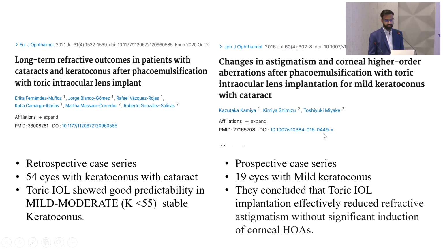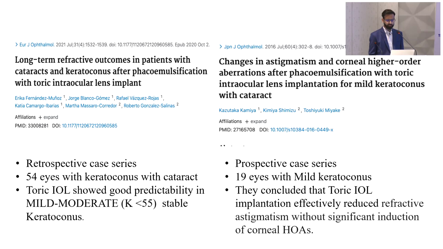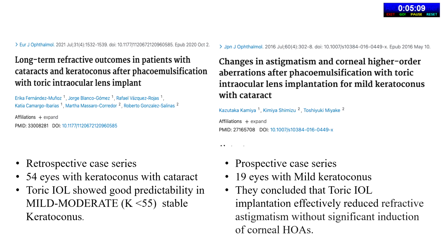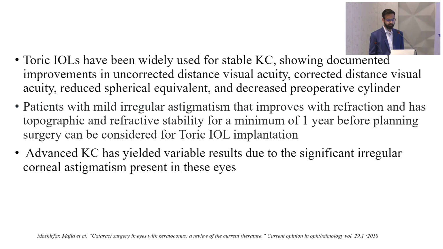And the second study was by Kamia et al. It was a prospective case series. They included 90 eyes with mild keratoconus. They also concluded that toric IOL implantation effectively reduced refractive astigmatism without significant induction of corneal higher order aberration.